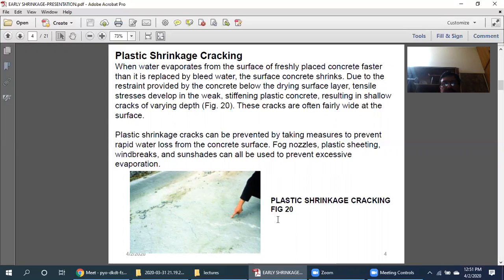Tensile stress is developed in the weak, stiffening paste of plastic concrete, resulting in shallow cracks. You can see figure 20. These cracks are often fairly wide at the surface. Plastic shrinkage cracks can be prevented by taking measures to prevent rapid water loss from the concrete surface. Fog nozzles, plastic sheeting, windbreaks, and sunshades can all be used to prevent excessive evaporation.